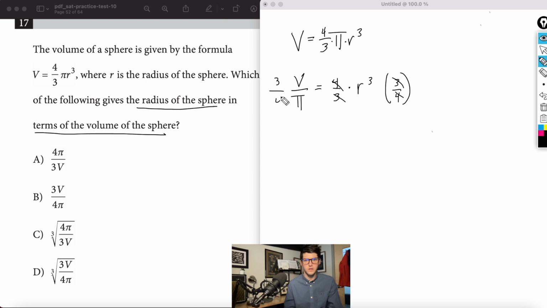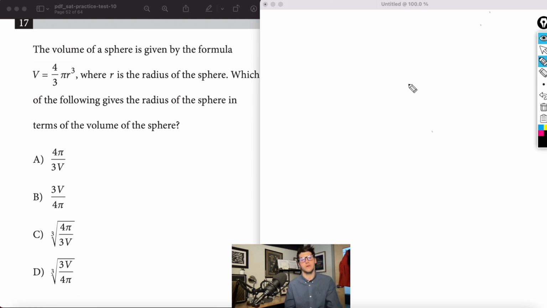3 over 4 here. So we have 3V over 4 pi equals r cubed, and then you would take the cube root of both sides. So, terrible circle there. Cube root of 3V over 4 pi is answer choice D. That would probably be the fastest way, I'm not going to lie.